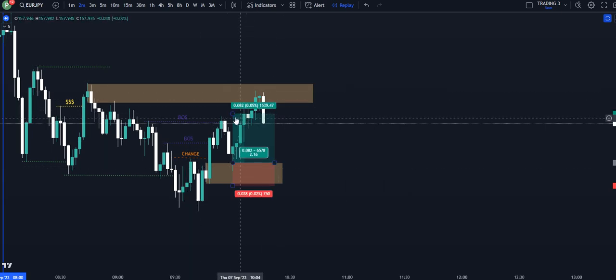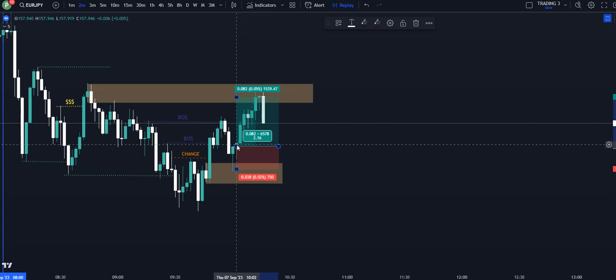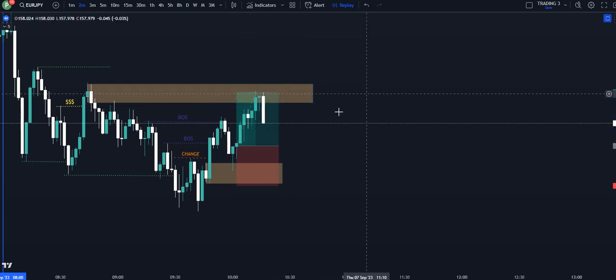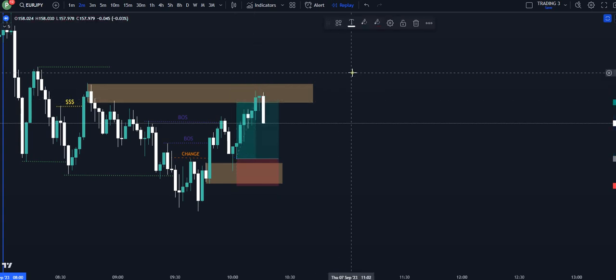Now in terms of target, 1-to-2 works. If you are waiting for confirmation, then you're going to be placing it here, so this entry at the close of this hammer candle, and your stop. Now you need to be careful with the stop. Your stop could be above this hammer candle here, or if you want to be careful, underneath this one here. Now the problem with this one is it decreases your risk-to-reward ratio. So what you want to do is enter here, or pretty much at this fair value gap over there, and then 1-to-2 is enough.